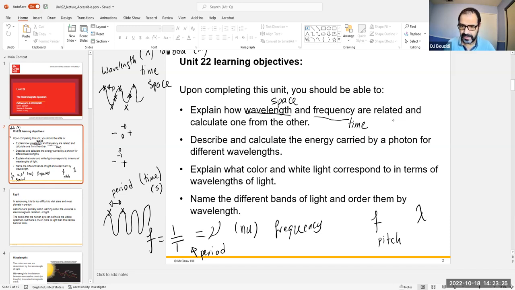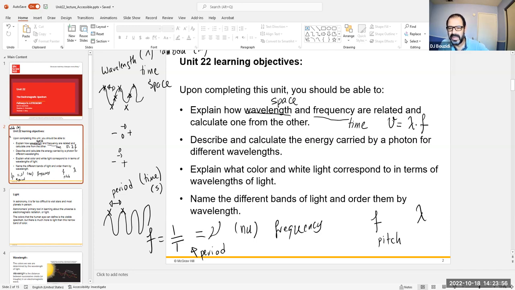The wavelength and the frequency are related to the wave speed. So if the wave is moving with a speed v, the wavelength times the frequency is the speed. For the case of light, that's the speed of light. For the case of sound, that's the speed of sound. For the case of surface water, that's the speed of the waves on the surface of water, okay? But since we're doing light, this is the speed of light.